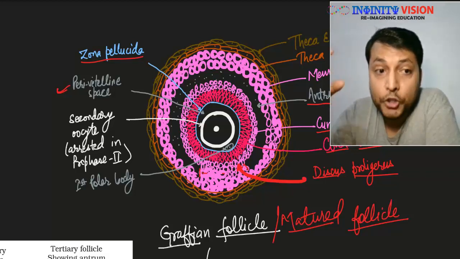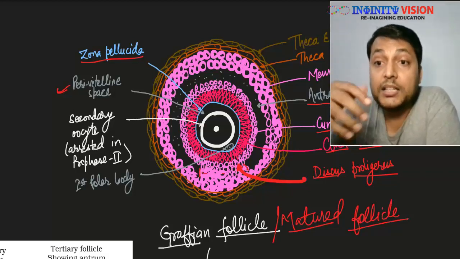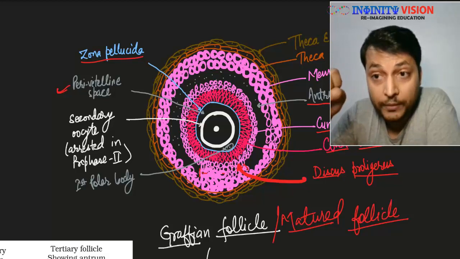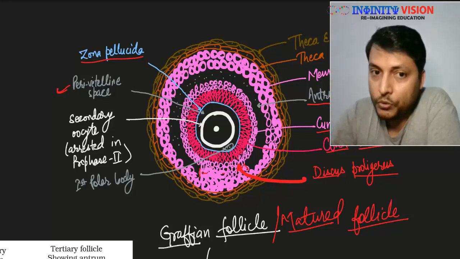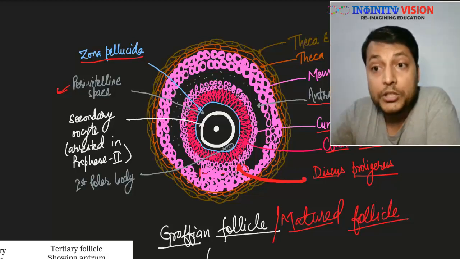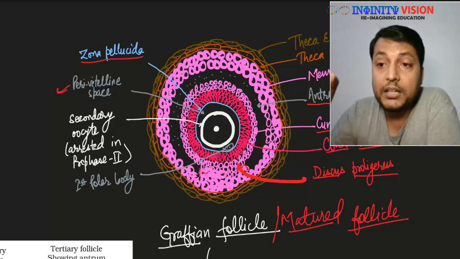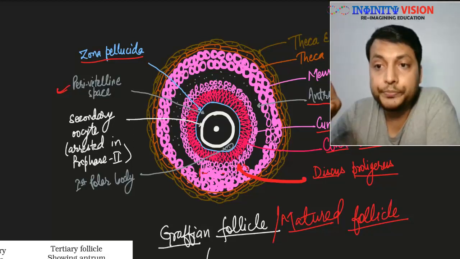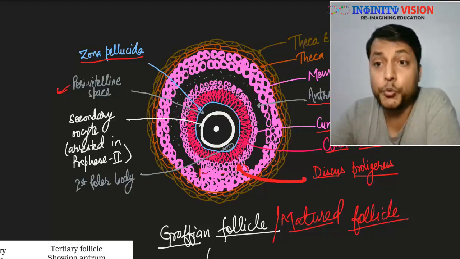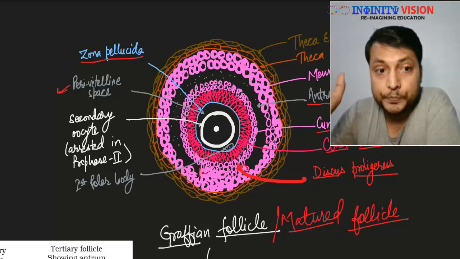Why is it so? Because the secondary oocyte does not have a centriole. The secondary oocyte does not have its own centriole, and without a centriole there will be no formation of spindle fibers. So the cell cannot go into metaphase. It will remain arrested in prophase 2. So this secondary oocyte has initiated meiosis 2 but remains arrested in prophase 2 of meiosis 2. Great, remember this point.